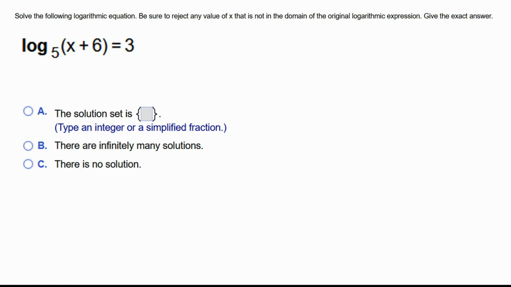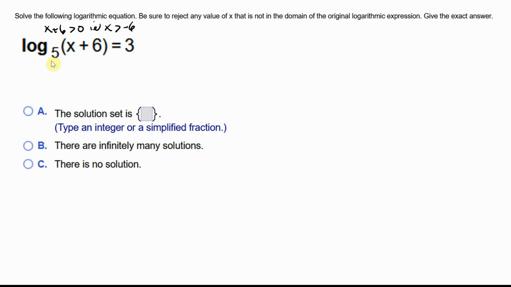Solve this one. Be sure to reject any value of x that is not in the domain. That means check to make sure that the answer satisfies the domain. Here, our domain would be x plus 6 has to be greater than 0. That is, whatever value of x we get, it has to be greater than negative 6. So this is our domain.